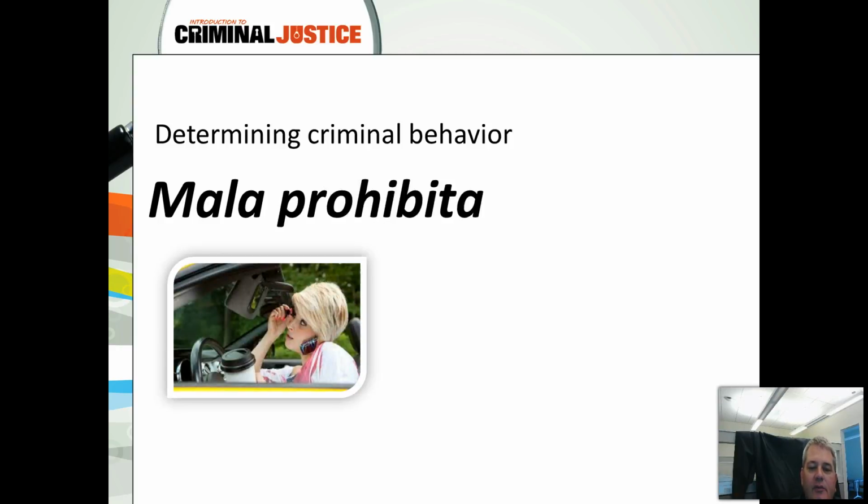And then we have mala prohibita crime. Those are crimes that we as a society have determined that, hey, you probably shouldn't do this. It's bad for society. I've got a picture here of a young lady distracted driving. She's talking while texting, which is against the law, doing her makeup, drinking her coffee, doing everything but driving. So we've decided this type of behavior is not good for society because people get killed or hurt in traffic collisions.